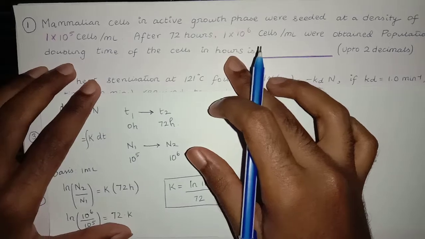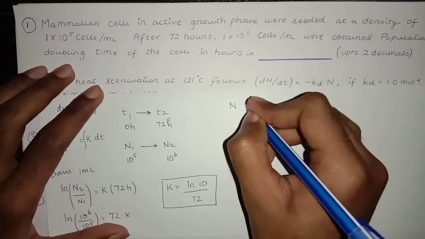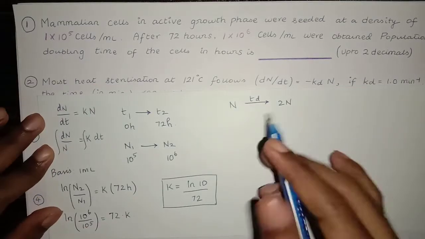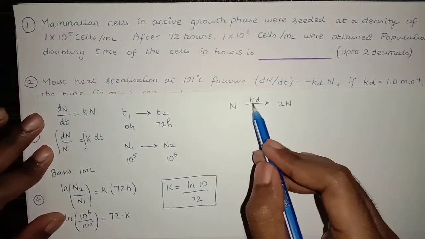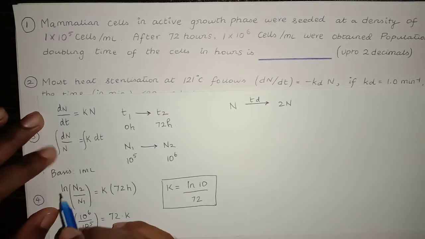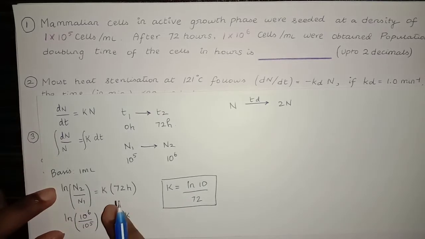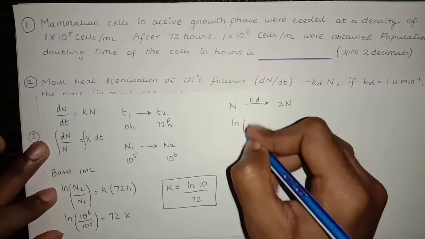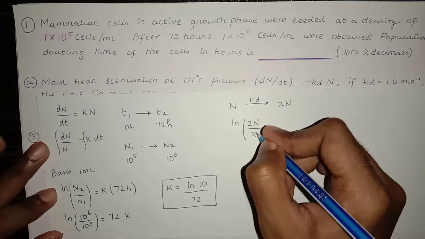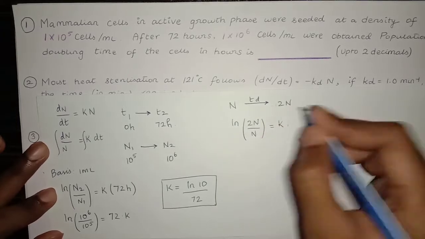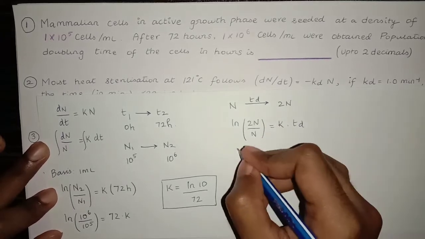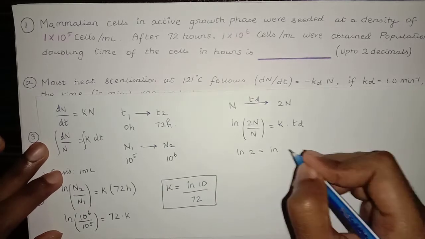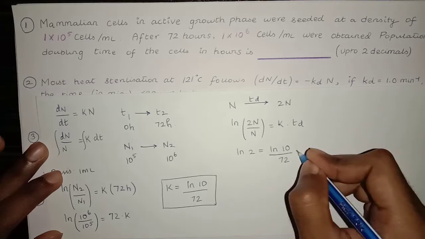We need to find the doubling time. What is doubling time? That is, if there are n cells, after this doubling time it becomes 2n cells. Let's plug in this condition, that is n becomes 2n after a time t doubling, in this equation, ln n2 over n1 is equal to k times t. So ln of 2n over n is equal to k times the time, t doubling. Therefore ln 2 is equal to k times t doubling. But we have found the value of k, which is ln 10 by 72.